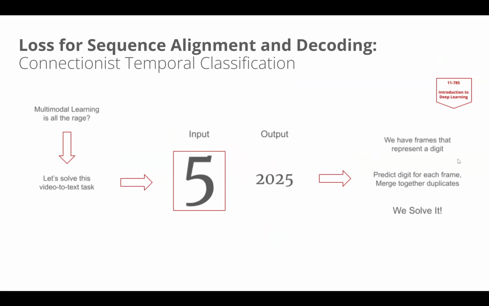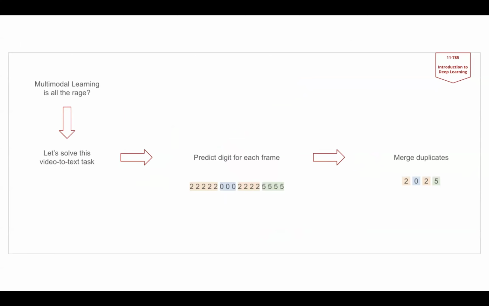As you see, we have frames that represent a digit, and you could predict a digit for each frame, but then you'd have to merge together these duplicates. This is what the CTC loss helps us with. It predicts a digit for each frame and then merges them together. You can look at implementations online, and I would encourage you to do so.